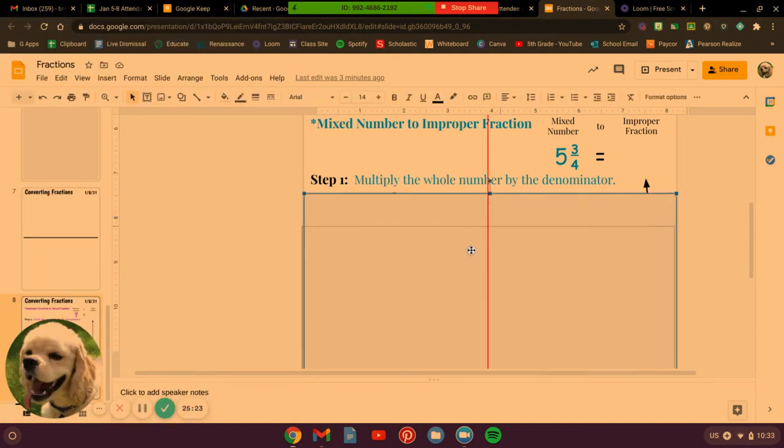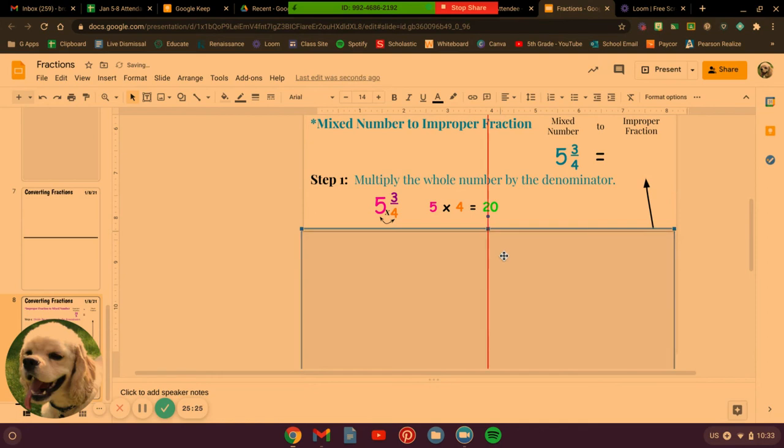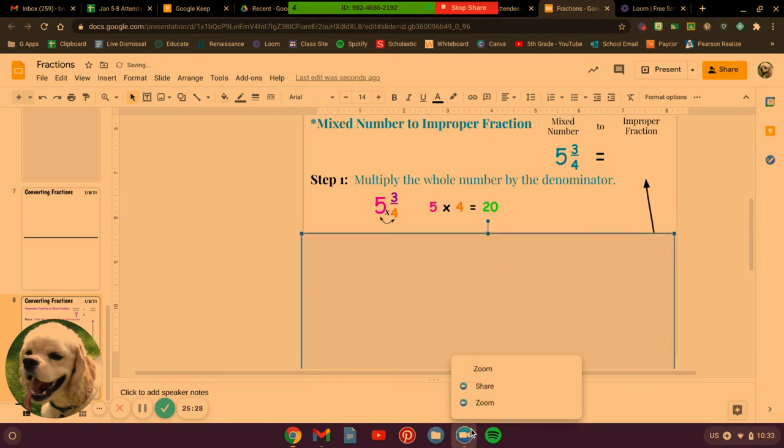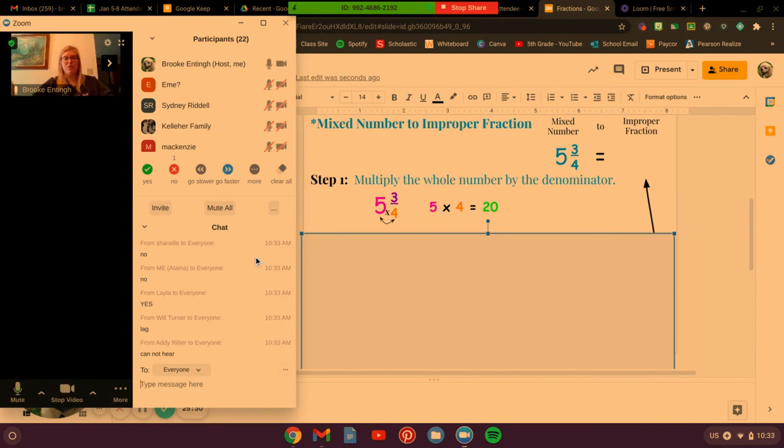So what this means, 5th grade, when we multiply the whole number by the denominator, what we're doing is putting a little multiplication symbol between the denominator and the whole number. Remember, our denominator is on the bottom of the fraction, and our whole number is off to the left. So it's just like putting a multiplication symbol in between them. So we're taking 4 times 5, or 5 times 4. It works either way. So when we do that, we get 20.